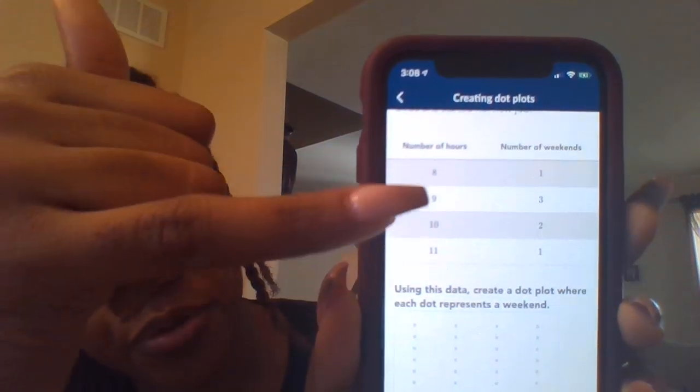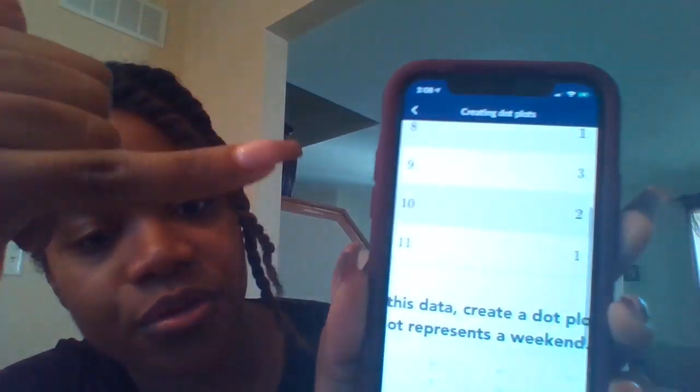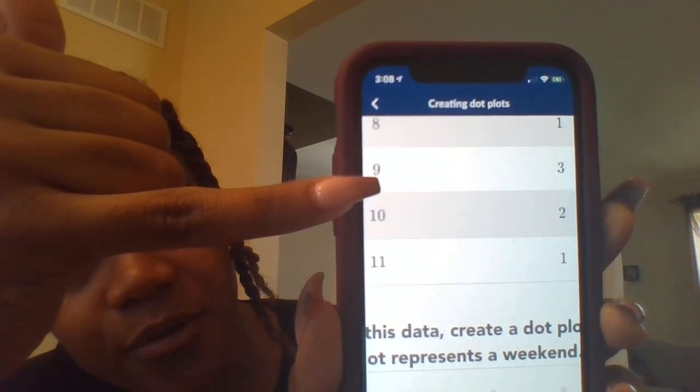It says that there were 3 weekends where she worked 9 hours. So we're going to place 3 dots above the 9.